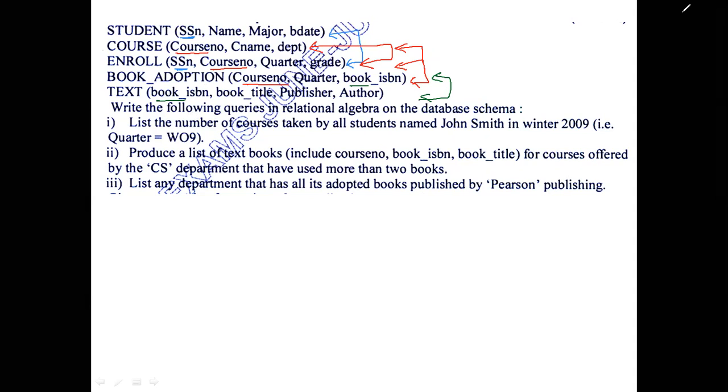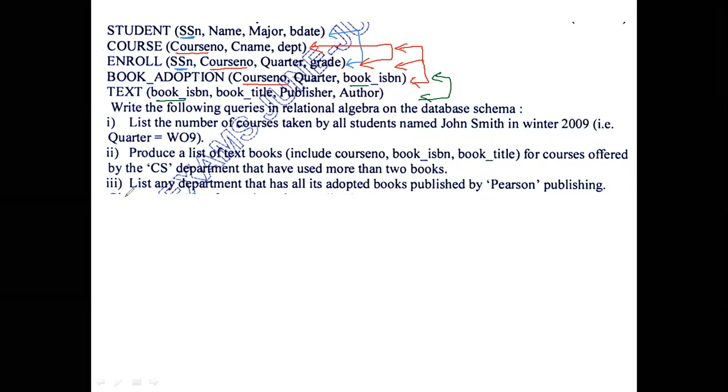Now let us look at the first query. List the number of courses taken by all students named John Smith in winter 2009. That is, quarter is equal to W09. So this is the query. We have to list all the courses that are taken by a student, John Smith, in winter. Winter 2009 is represented using the quarter whose value is W09.